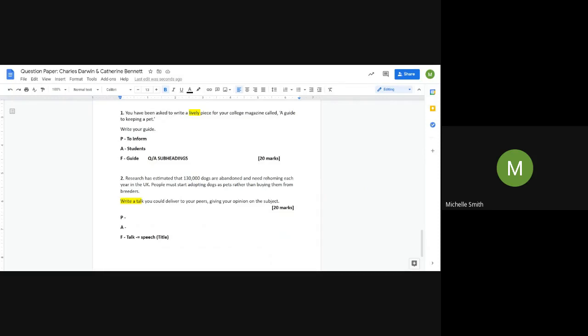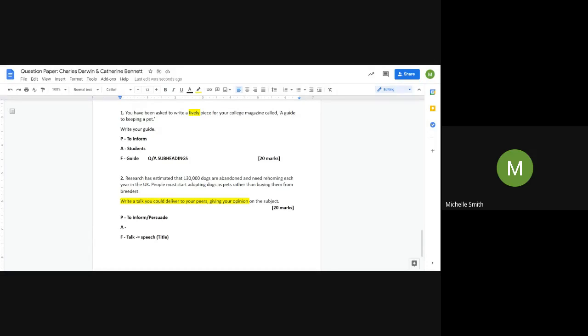What is our purpose? Why are we writing this? Giving your opinion. What do you think? Is it to inform? Is it to persuade? Is it to entertain? Is it to describe? Is it to instruct? Is it to advise? What do you think it is? I think it's to inform, because it says give your opinion. However, because it's a speech, there might be an element of persuasion in there as well, especially if we're going to be getting quite passionate about this.